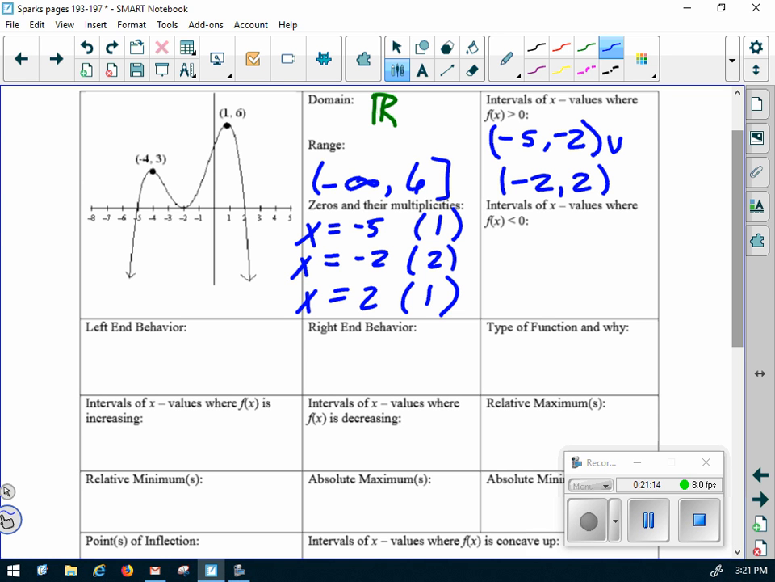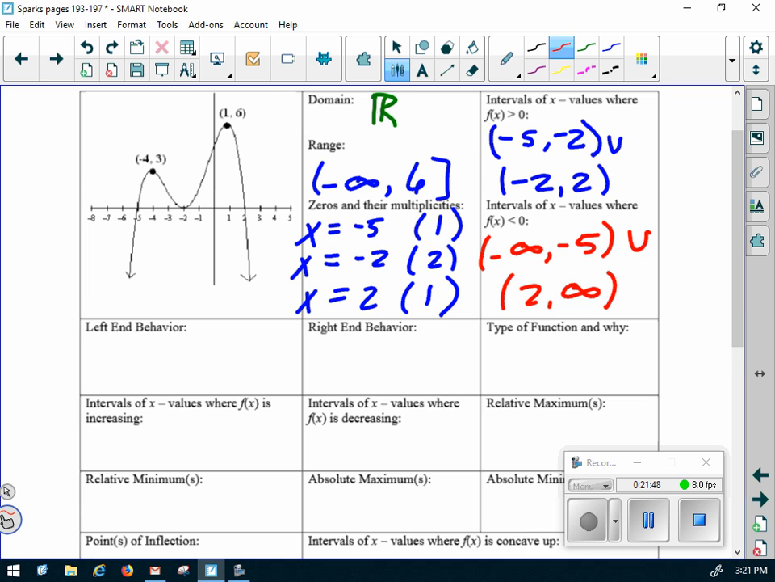Intervals of x values where f is negative. A function's negative when its graph is below the x-axis, because that's where y values are negative. Where does that happen? Right, 2 to infinity, because we're going left and right, not up and down.